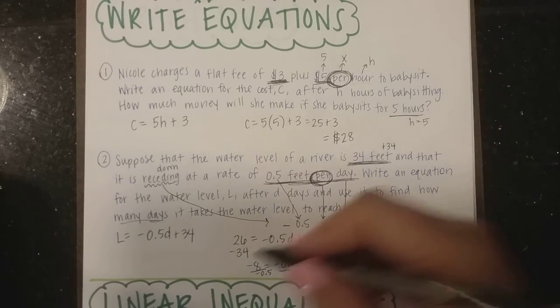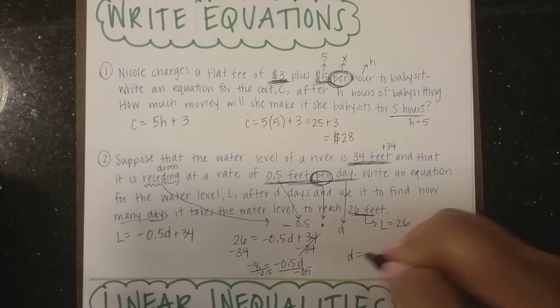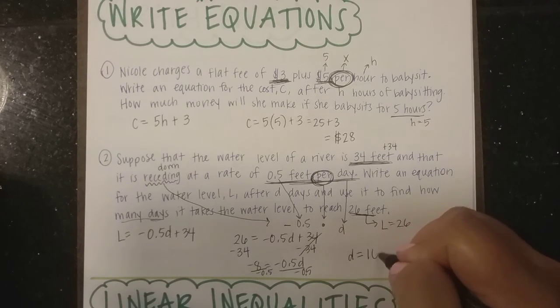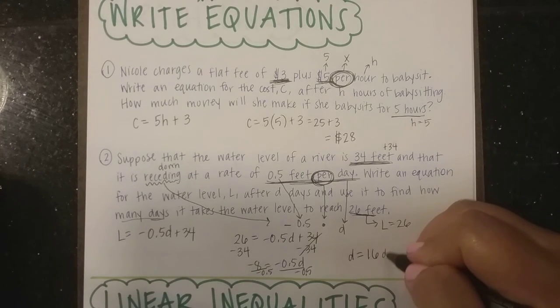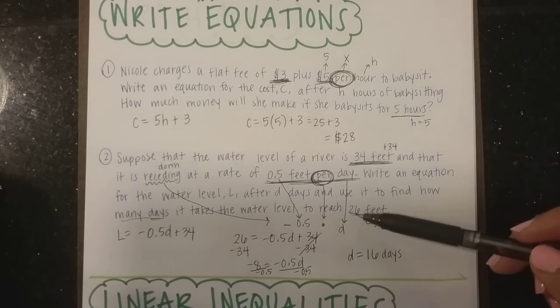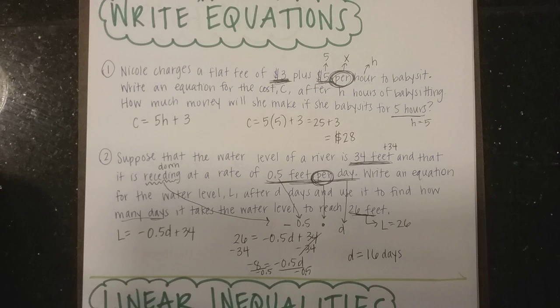Okay, so then the negatives are going to cancel, right? And then 8 divided by 0.5, right, is 8 divided by half, and that's actually 16. So that means after 16 days, the water level is going to drop from 34 to 26 feet. Okay, so it's going to drop 8 feet in 16 days.